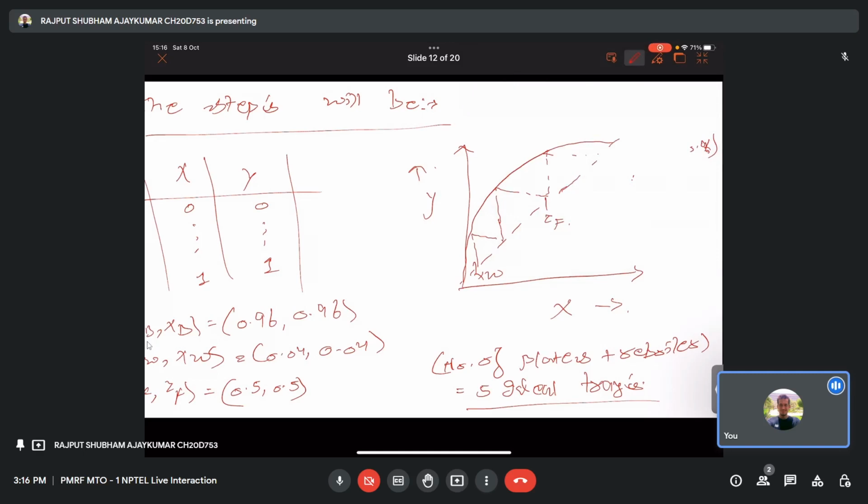I'll just write it down here. This is xt, and this will be 0.96, 0.96. I will be drawing an operating line straight away from here, cutting the point zf. Suppose this goes like this. This will be the slope actually.